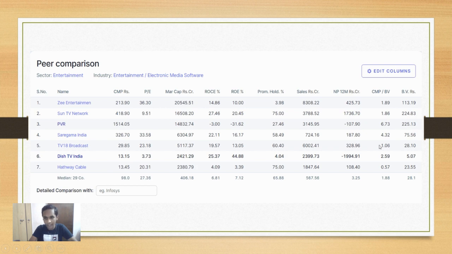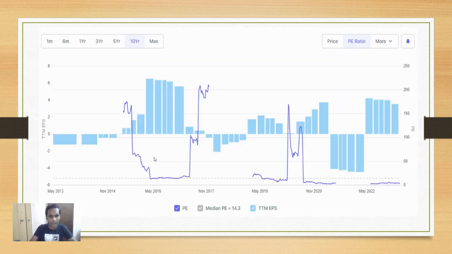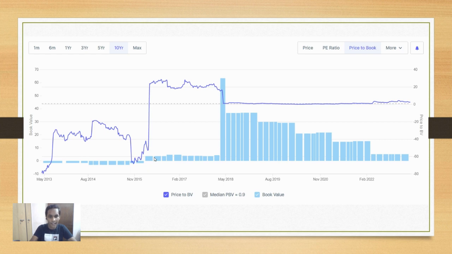If we see the book value of Dish TV India, it is the lowest at 2.59 and its PE is also very low. Thus, it is an ideal share which an investor can buy. The median PE for the last 10 years of Dish TV India is 14.3 and the median PBV for Dish TV India for the past 10 years is 0.9.